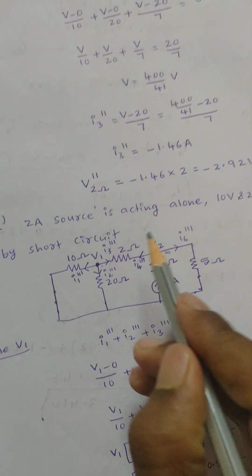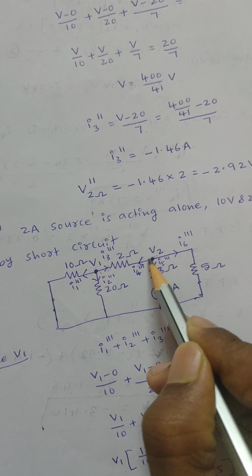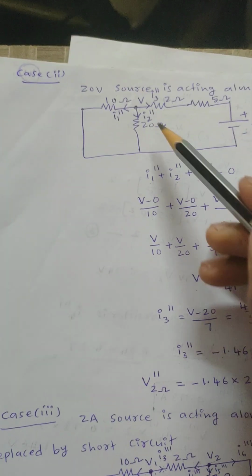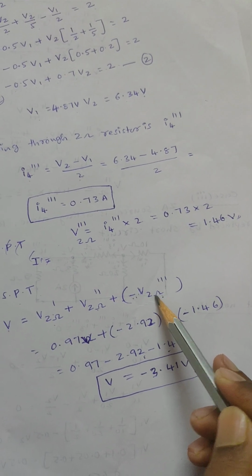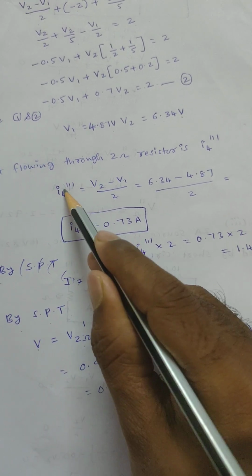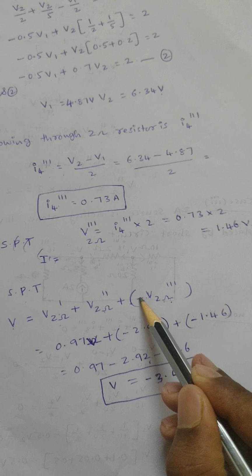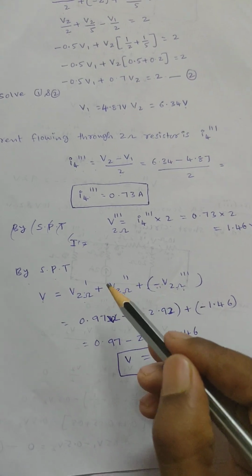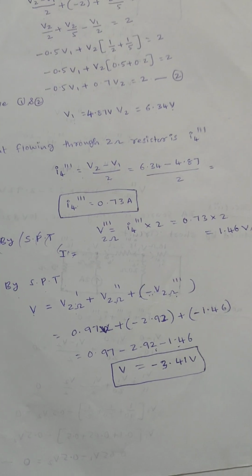In case 3, I am considering this voltage. While considering the voltage value, the current direction is opposite when compared to the previous two cases, right? That means in the first two cases I am assuming positive, hence for the third case voltage I am assuming negative. Otherwise, if you consider I3 triple dash in place of I4 triple dash, then you will get positive here. After simplification, I will get the total voltage V as minus 3.41 volts.